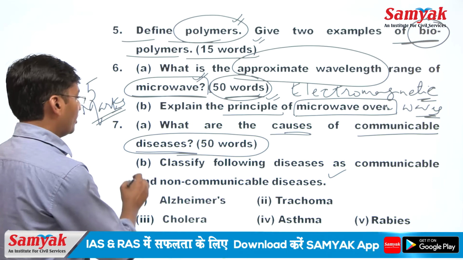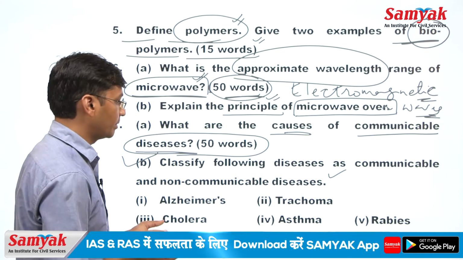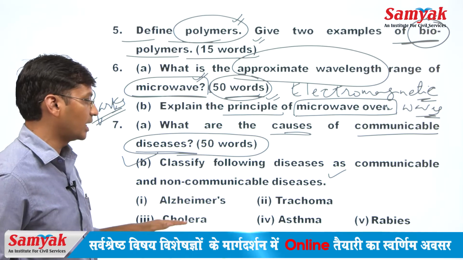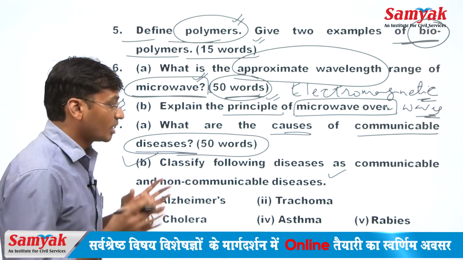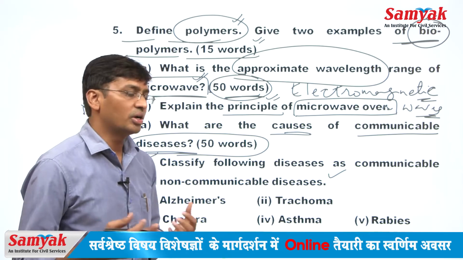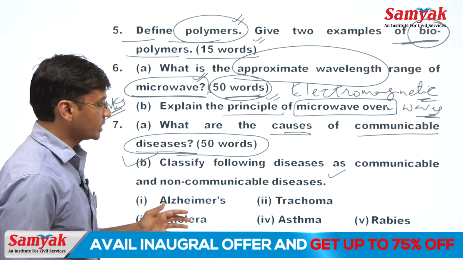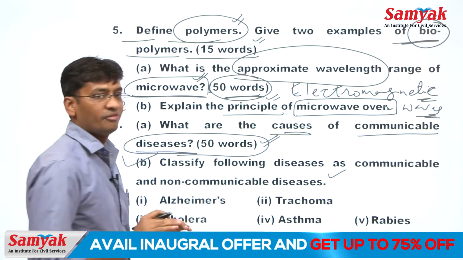Okay. So, when we will have a discussion over all these diseases, communicable and non-communicable, we will describe each and every disease, that is Alzheimer, trachoma, cholera, asthma, rabies and various other diseases. Okay. Then you will come to know what are the communicable and what are the non-communicable diseases, and what are the causes of the communicable diseases. So, you have to answer this question in 50 words, and this question also carries a weightage of 5 marks.